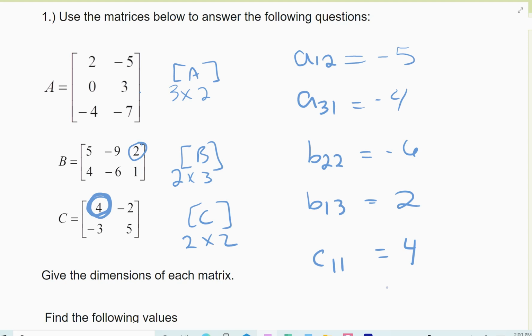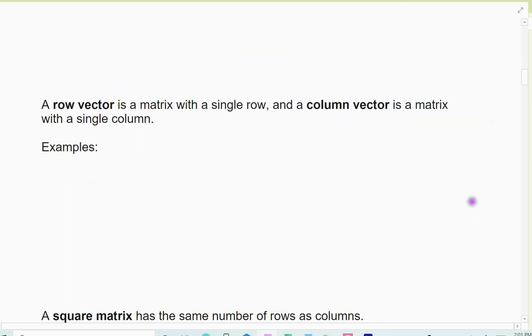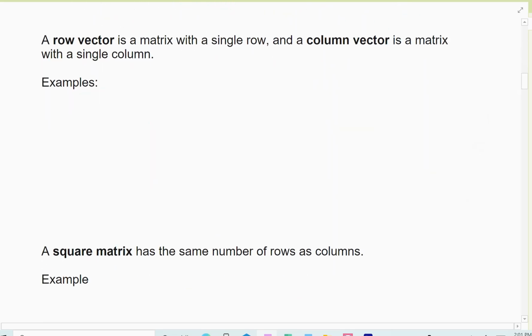All right, some special matrices. The first special matrix, which we're actually going to use more in the next section, but it's introduced here in 4.1, is a row vector and a column vector. A row vector means it's a matrix with a single row, and a column vector is a matrix with a single column. So the easiest way to recognize these would be just giving you an example.